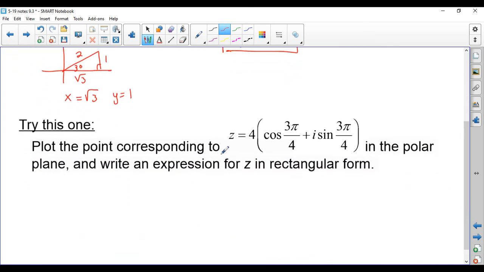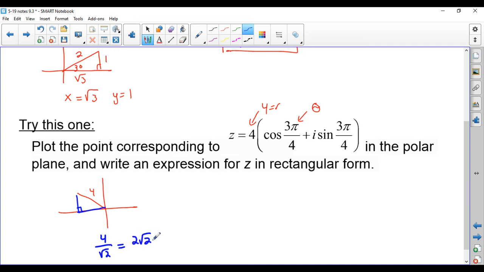One more example. I'm given 4 times cosine 3 pi over 4 plus i sine 3 pi over 4. 4 is my radius. 3 pi over 4 is my theta. So I'm going to draw 3 pi over 4, which is in the second quadrant with a radius of 4. I'm going to make my reference triangle down to the x-axis in a 45, 45, 90, since this is pi over 4. The leg times square root of 2 equals hypotenuse. So take the hypotenuse and divide by square root of 2.